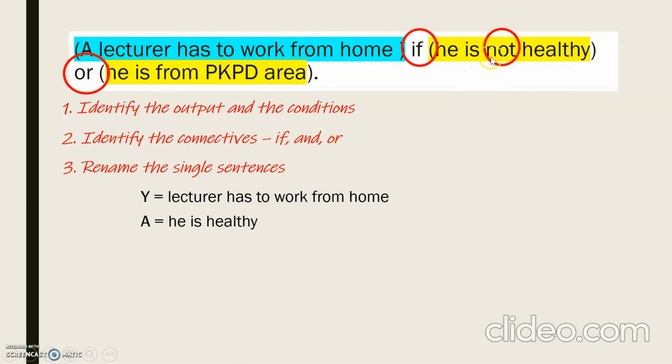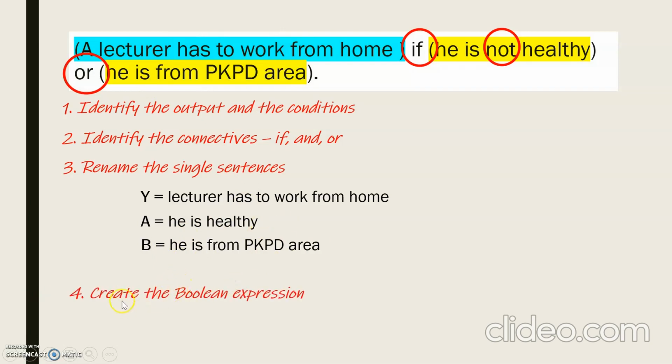Why he is healthy? We drop the not, because not is one of the operations in Boolean expression. We have an operator or a symbol for not, meaning we are going to use that operator later in our expression. So we don't write not in our sentence here. We just take he is healthy. Drop the not, because we are going to represent not later when we write the expression. And B, he is from PKPD area. There is no not here, so we don't have to change anything. He is from PKPD area is B.